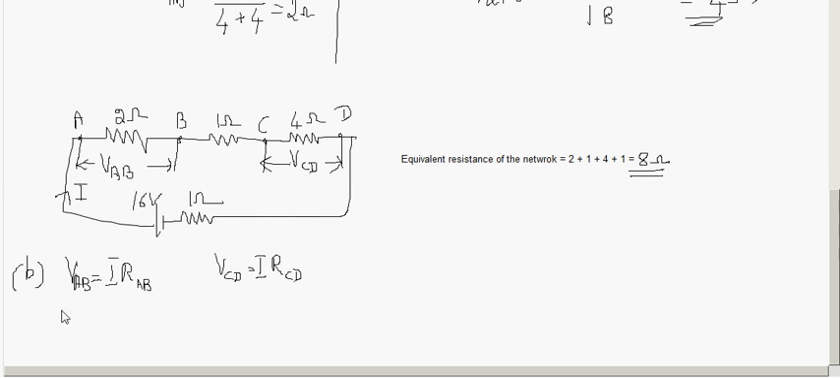First, let us calculate I. I is the current drawn by the circuit from the battery. So I is equal to the battery voltage divided by the total resistance in the circuit, that is 8 ohm. This gives us 2 ampere as the current.